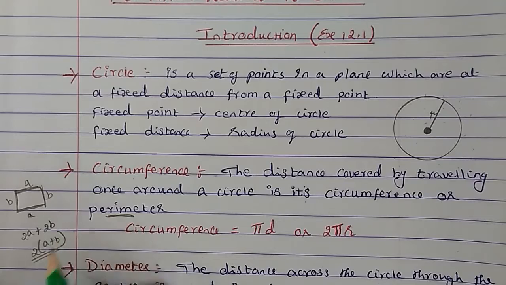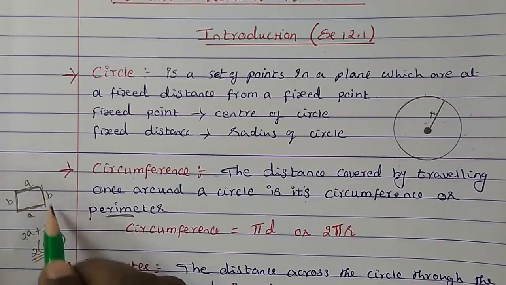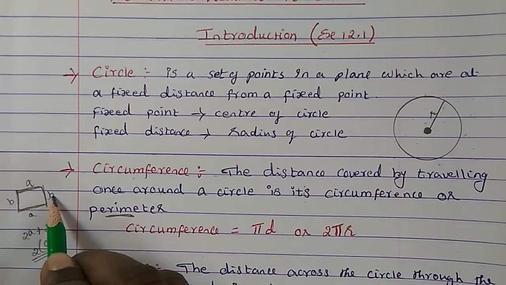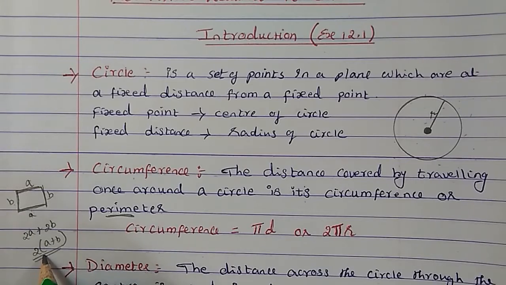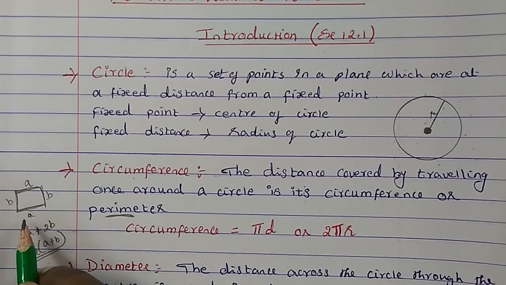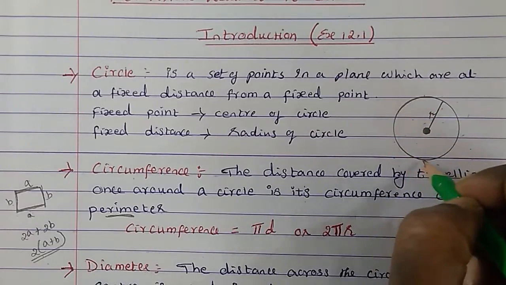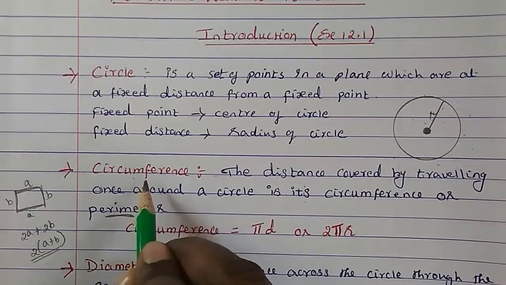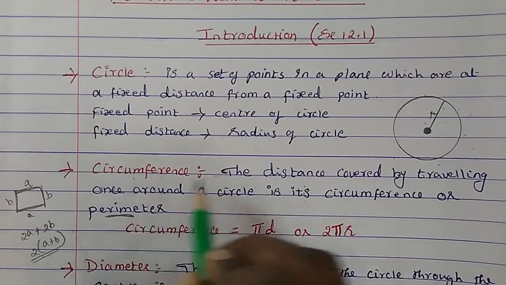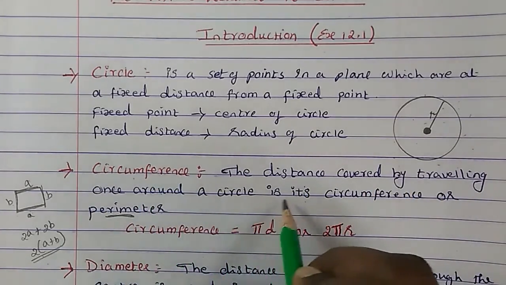This we call the perimeter of the square, where all sides are the same. This is a rectangle, where opposite sides are the same, so the perimeter of the rectangle is 2 into the bracket A plus B. For a circle, only this outside border, we call it the circumference. It is the distance covered by traveling once around a circle.